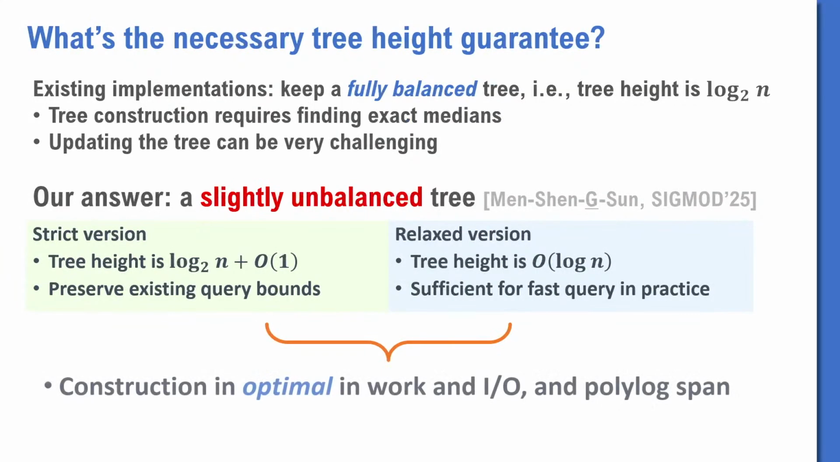In all cases, we can achieve efficient construction for work, I/O, and polylog span. That means highly parallel. At the same time, it supports efficient batch updates. So that's the one-page takeaway. The rest of them are just some details, which are not that important.